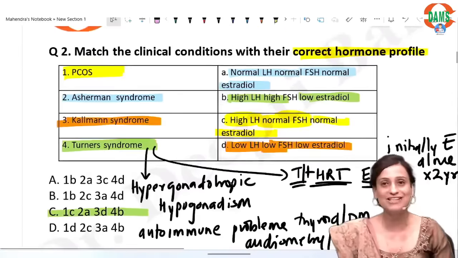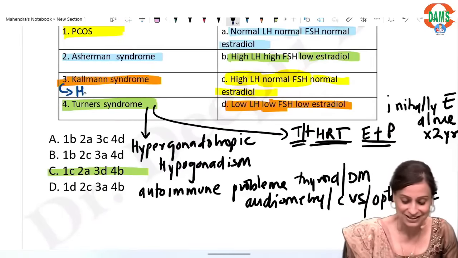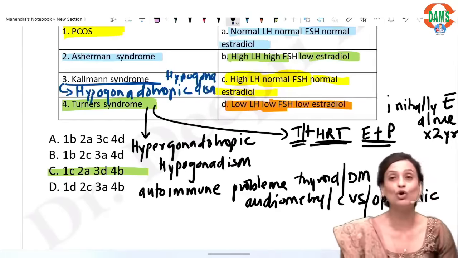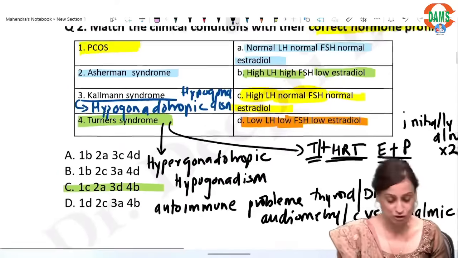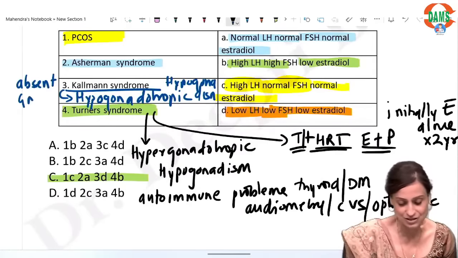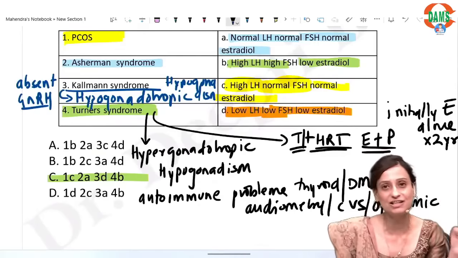What about Kallmann syndrome? What is the other name for Kallmann's? The other name for Kallmann's is hypogonadotropic. So Turner's was hyper, this is hypogonadotropic hypogonadism, right? Because all the hormone levels are low, okay? So please remember, the reason of Kallmann syndrome is absent GnRH. Yes, so absent GnRH. Quickly tell me, what is the other characteristic finding with Kallmann's?